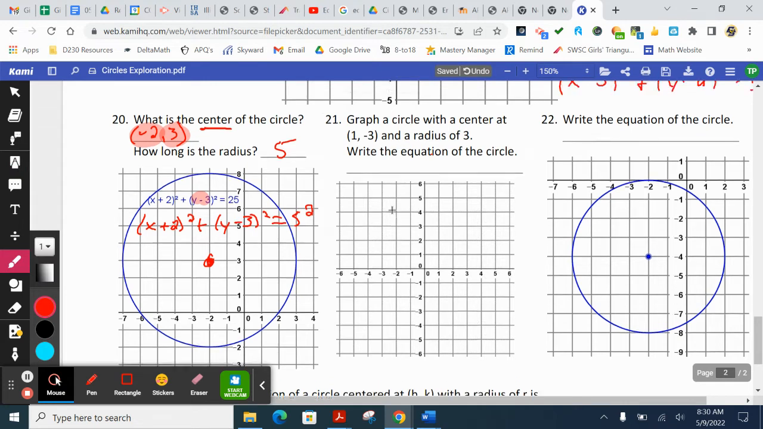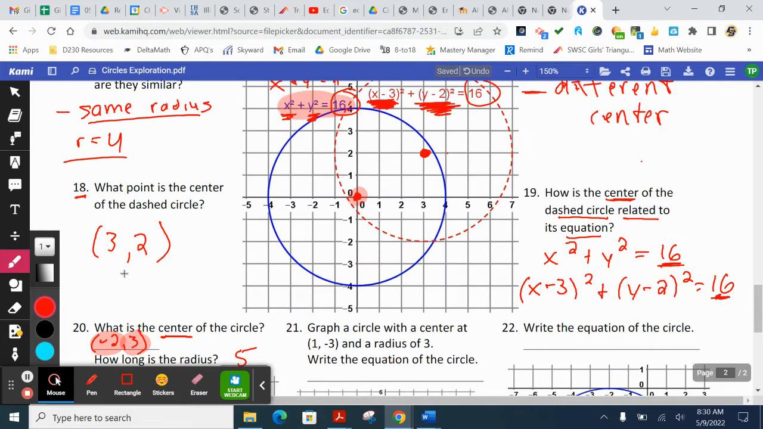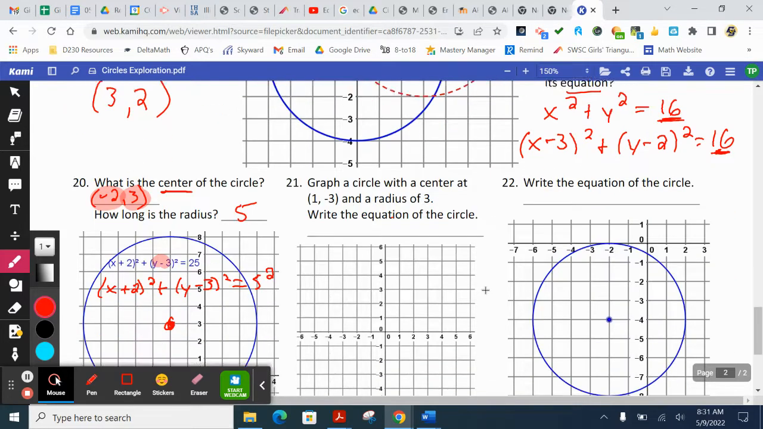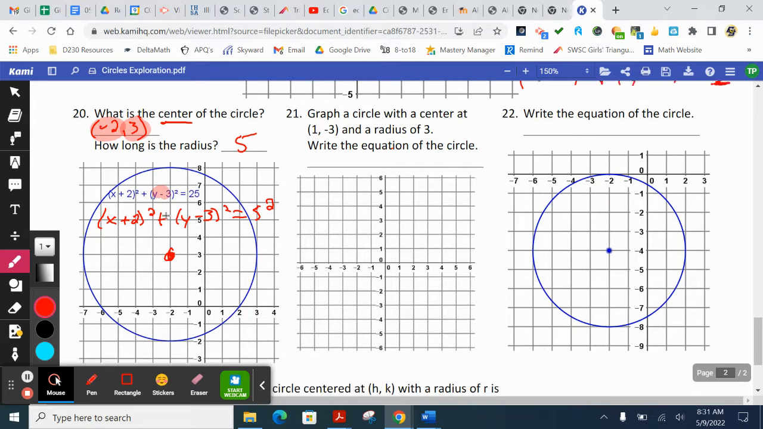So what we want to start to recognize, when the center was both positive, positive 3, positive 2, when we wrote the equation, notice how it looks like a negative 3 and a negative 2. Kind of the opposite sign. When we go to this next one, the center was a negative 2 for x. But in the equation, notice how it's a positive 2. The y coordinate was a positive 3. When we write the equation, it's going to be a negative 3. So we can start to write these equations here in a minute.